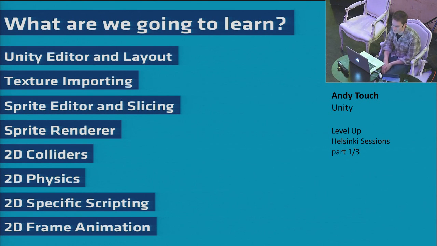We may be covering ground like this. This is aimed at a ground-up thing, so those people who have never made a game before in Unity, we're going to go up. But there's going to be lots of new bits and pieces as well. So I'm going to go through the editor and layout, how it's changed with the 2D tools and how you can interact with it, how to import sprites, how to cut up those sprites from an atlas, how to render those sprites, 2D colliders, 2D physics, 2D specific scripting, 2D frame animation.